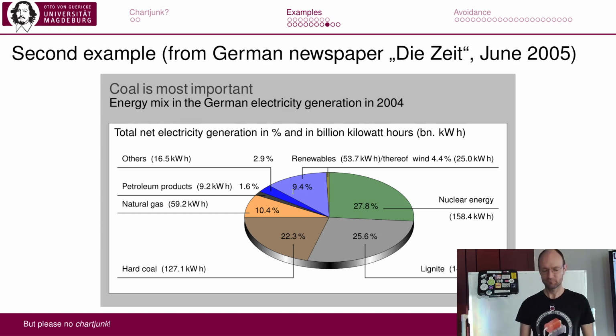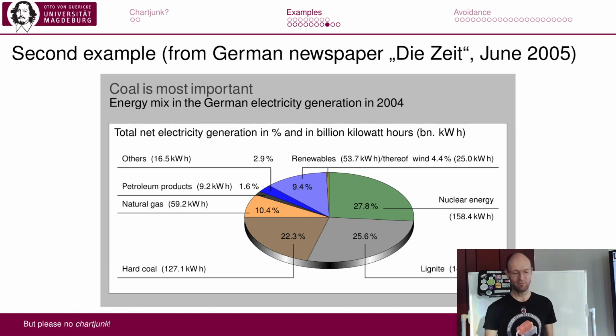And the story, so newspapers try to tell you a story. The story is written here on top that coal, so now we have much more renewables in our electricity generation, but at this time coal was the most important contributor to the net electricity generation. And so the story is coal is the most important, and what is shown here is the energy mix. And then what is shown in more detail is the total net electricity generation in percent and in billion kilowatt hours. So billion in German is Milliarde, so 10 to the power of 9. Okay, and so then we have this pie chart and a 3D pie chart.